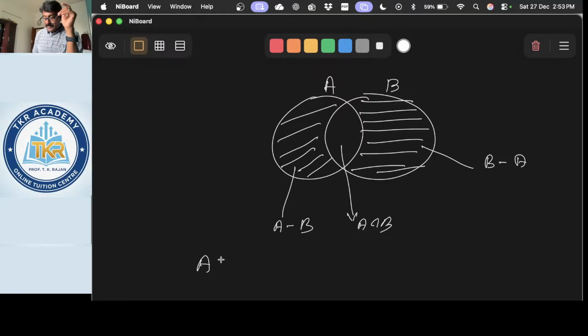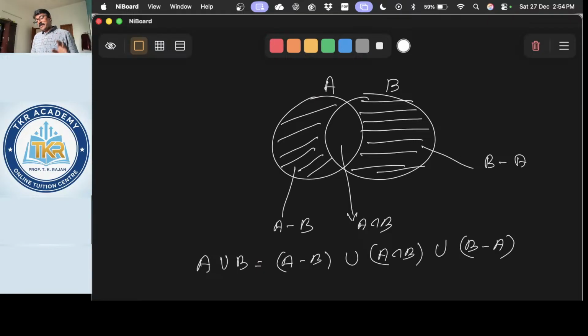So we can write from the figure, it is very clear that A union B is A minus B union A intersection B union B minus A. This you can verify with some examples. A is equal to {1, 2, 3, 4}. B is equal to, as previously we have taken. If you take A and B, you can verify also with some examples. A union B is equal to A minus B union A intersection B union B minus A.